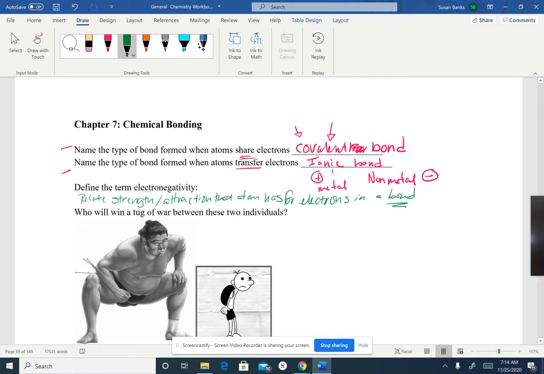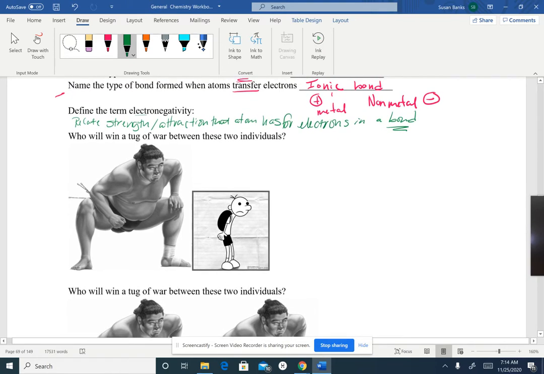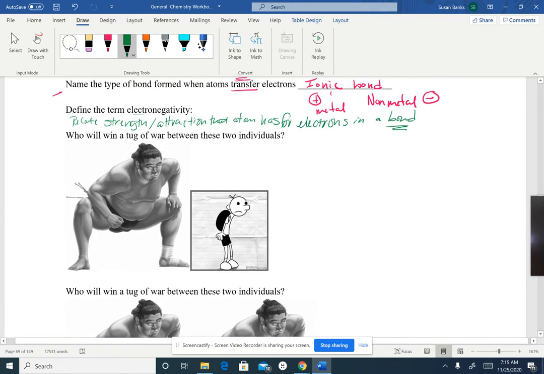Okay, so we're going to do a couple of thought experiments here. If I have a sumo wrestler, and I have the Diary of a Wimpy Kid, and they're fighting over a tug of war, who's going to win? Hopefully you said the sumo wrestler is going to win. The sumo wrestler is a little bit stronger.